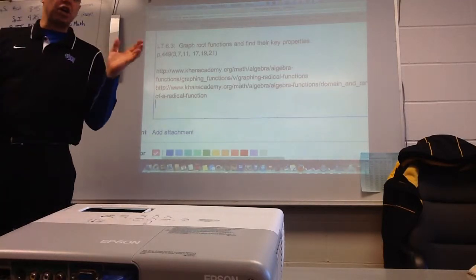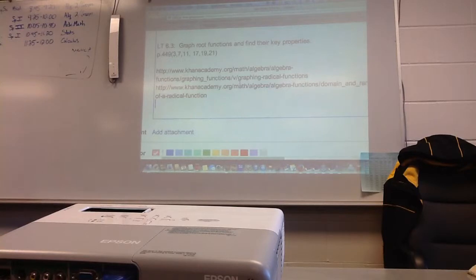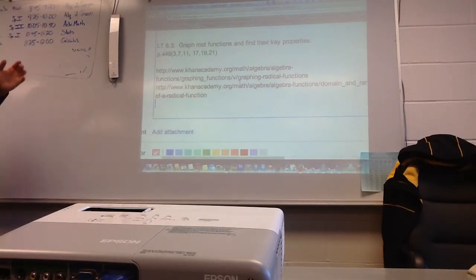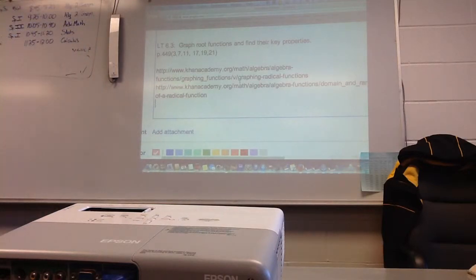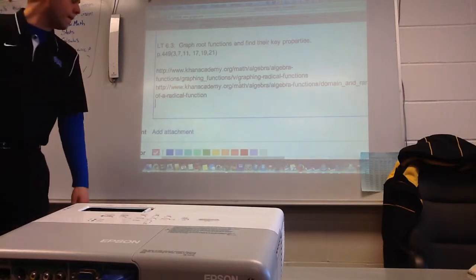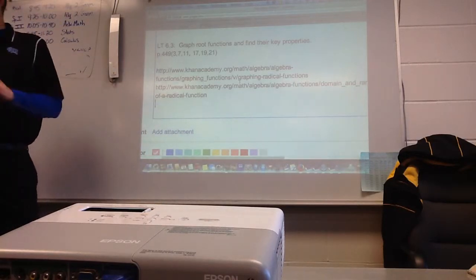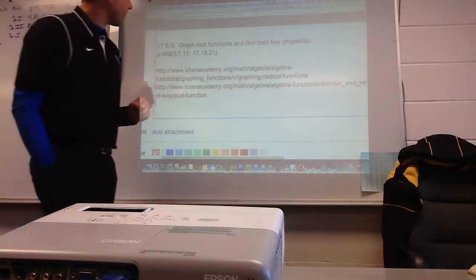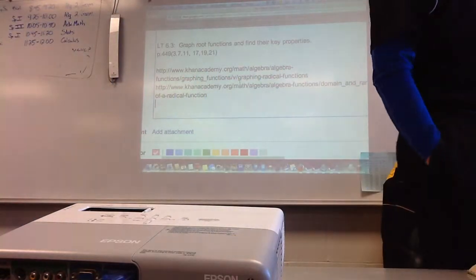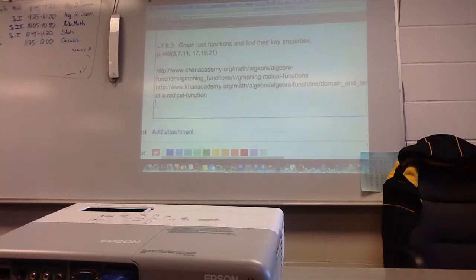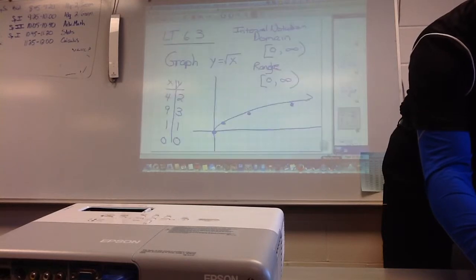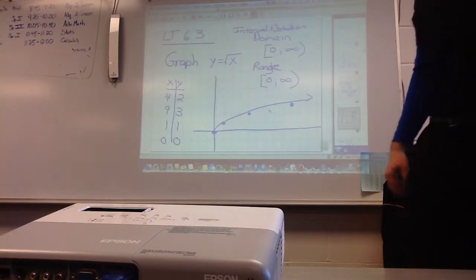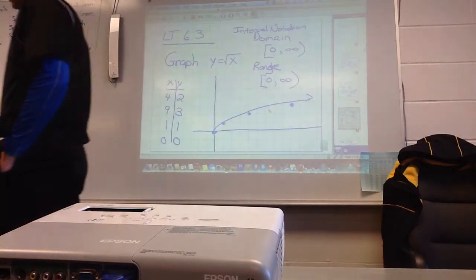What do the graphs of radical functions or root functions look like? That's what we're looking at today, graphing root functions and finding their key properties. This should be simple. We're doing this essentially in advanced math too. So that's our learning target. Everybody got that? Graphing root functions and finding their key properties, specifically domain and range. Learning target 6.3.